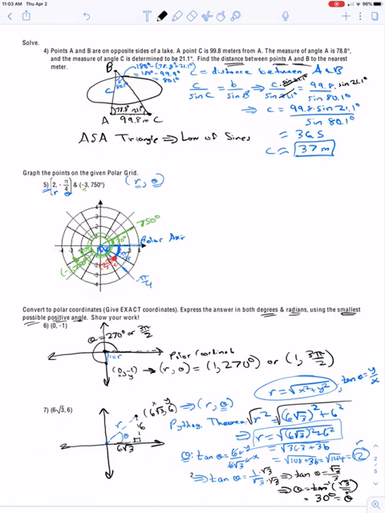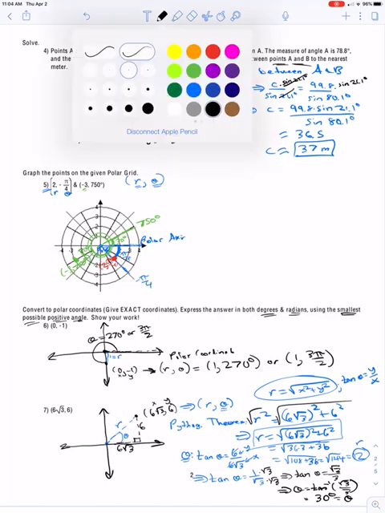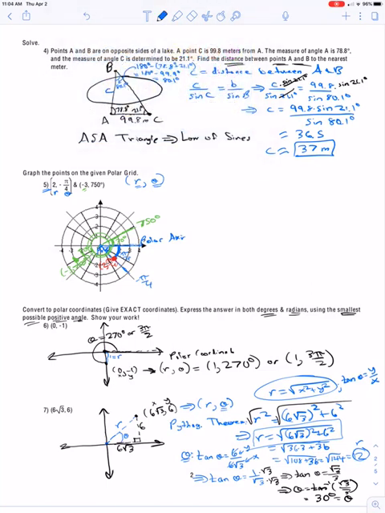Our polar coordinates, we can put up here: radius 12, theta 30 degrees. Or, like I said, if you want to put it in radians, π/6, so (12, π/6) radians. Either one, whether you want it in radians or degrees, you can easily give that.